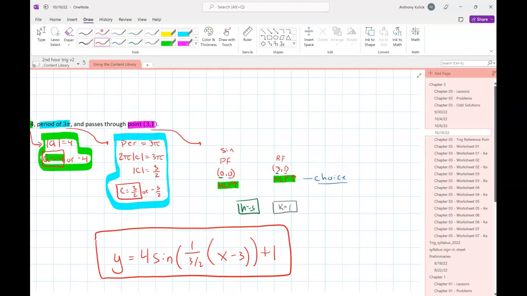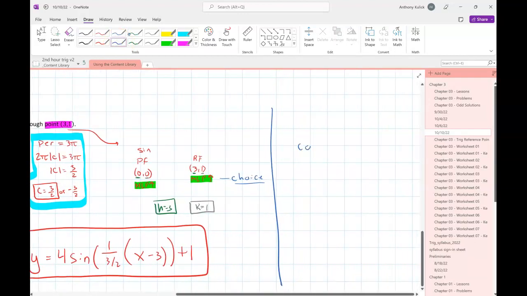To be done, do I also need to write the cosine version? No, you don't. You just pick one. Could I have done the cosine version? Sure. Does that make the problem a little bit harder? Yeah. Do you want to see why? Sure. So this is just hypothetical.